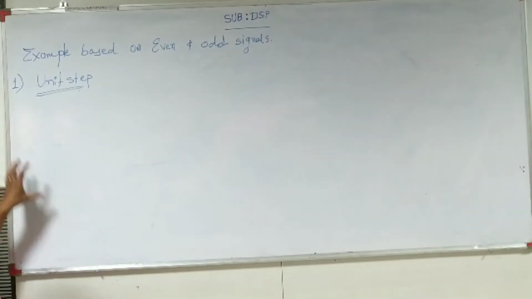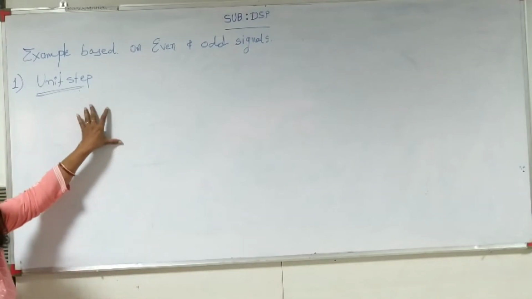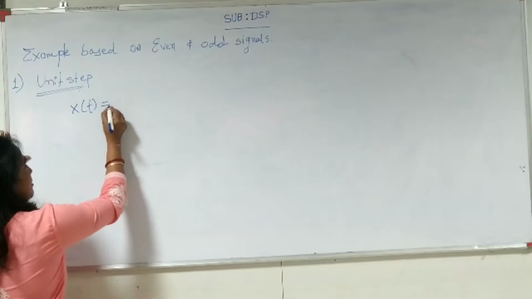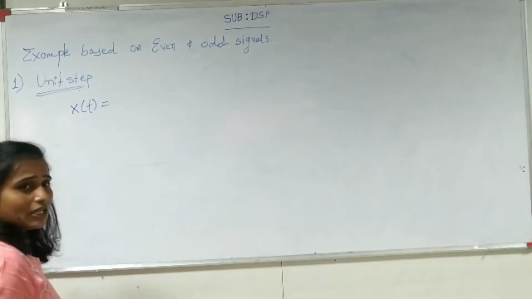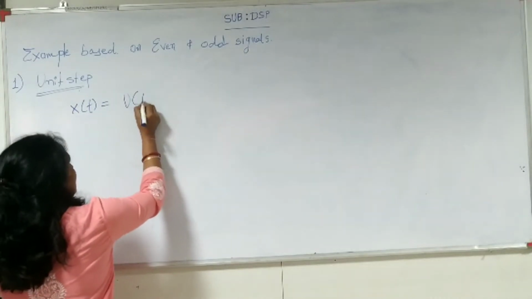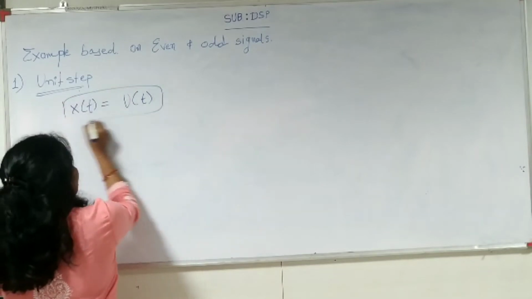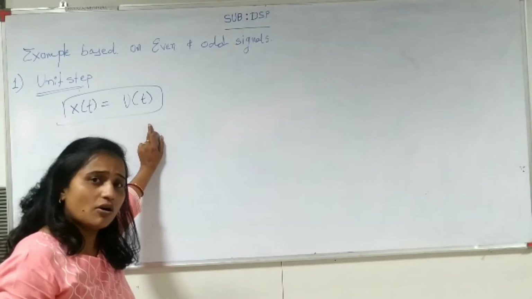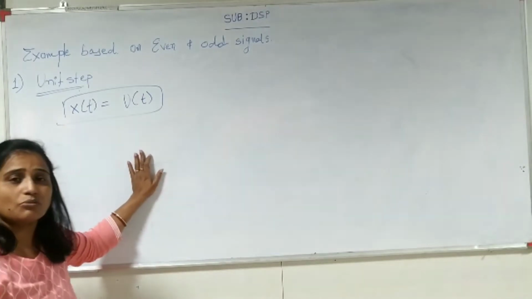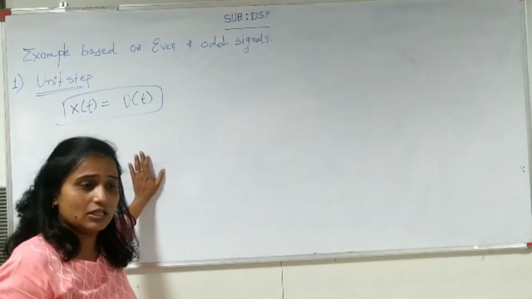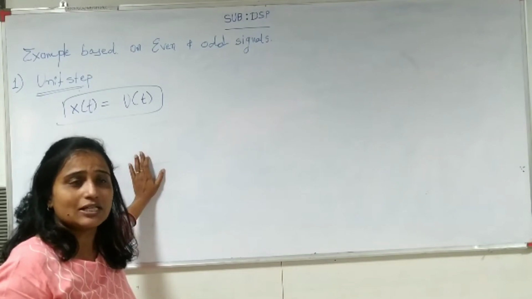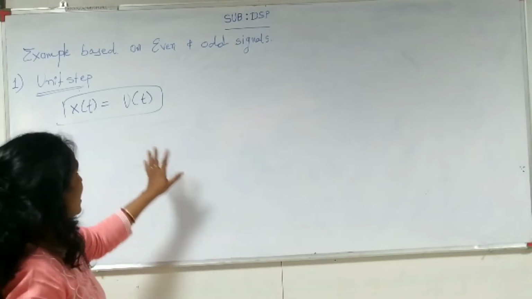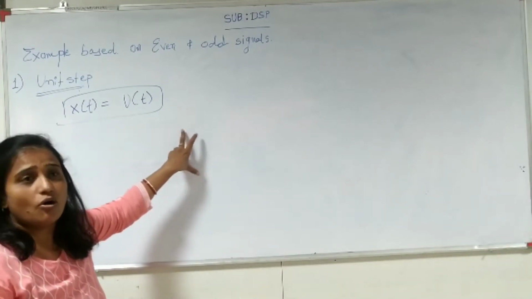So my first example is the unit step. The unit step is represented mathematically as x of t is equal to u of t. The question is: verify whether this signal is an even signal or an odd signal. This type of question is mostly asked in GTU multiple choice questions as well as in GATE based exams and other competitive examinations, to check whether the unit step is an even or odd signal.